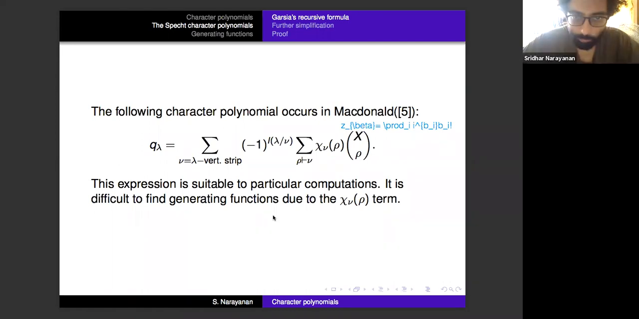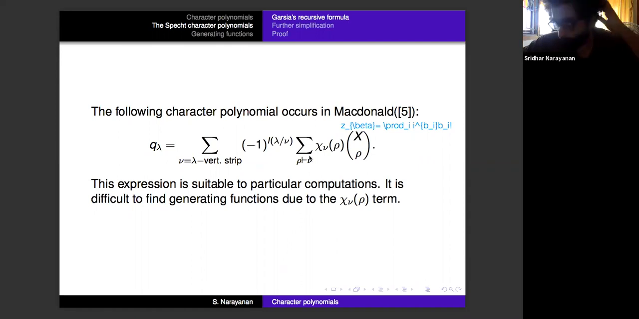In that case, the number of rows occupied by the vertical strip is one, so negative one raised to one, which is minus. And then rho is now a partition, a single row, whose size is one less than lambda. So these are the two ways to remove a vertical strip when lambda is a single row.